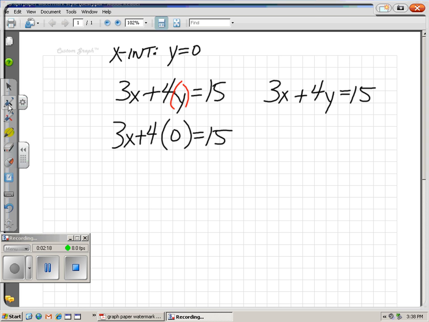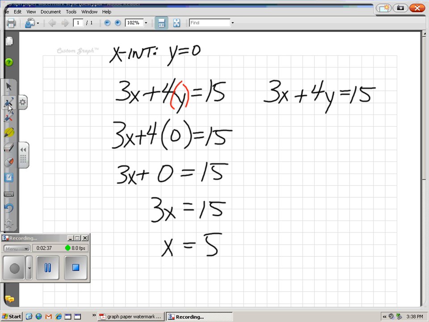And I want to solve that equation now. 4 times 0, that's 0. So I have 3x plus 0 equals 15. Well, 3x plus 0, that's 3x. And I divide both by 3. So my x-intercept equals 5. That means it's going to cross the x-axis at 5.